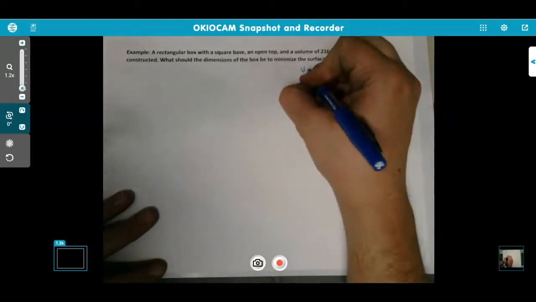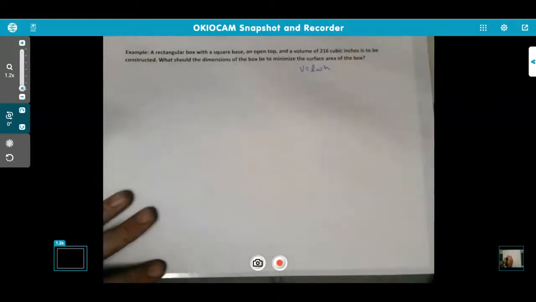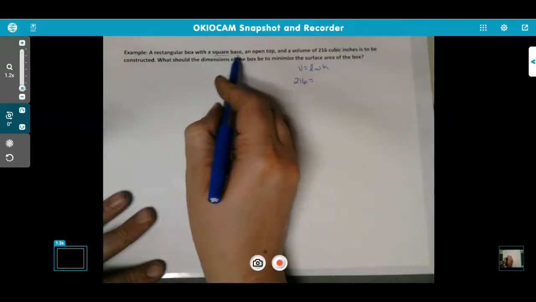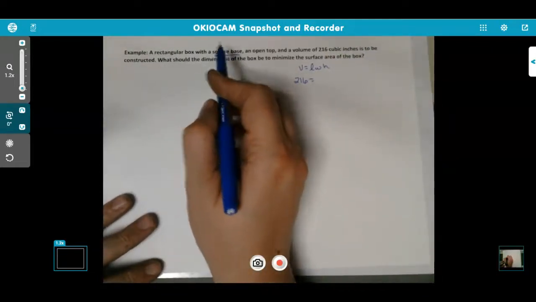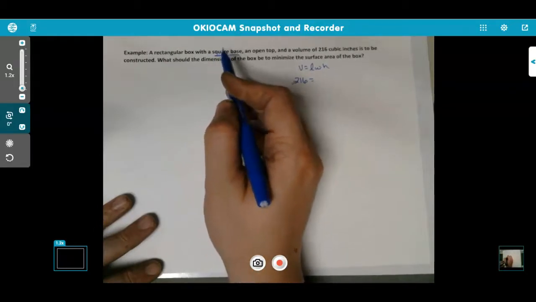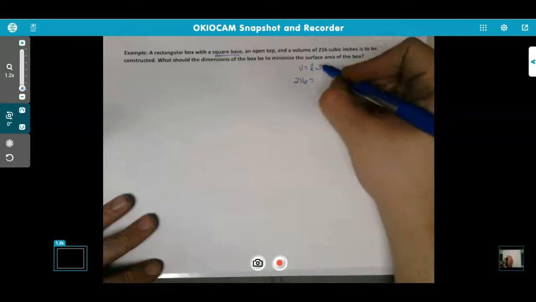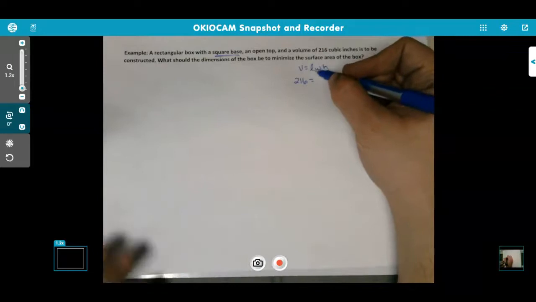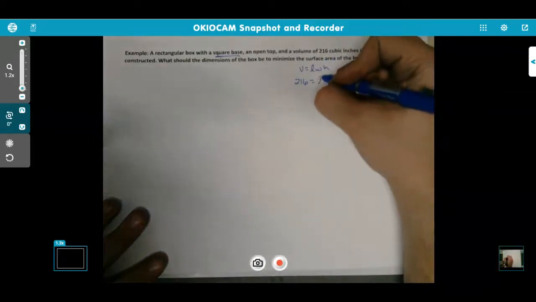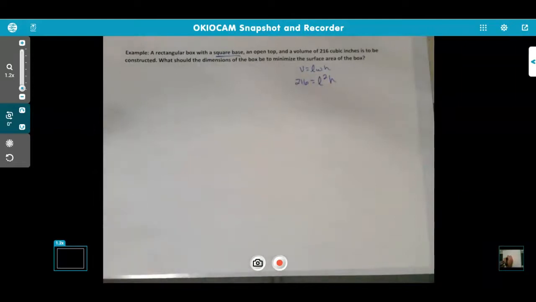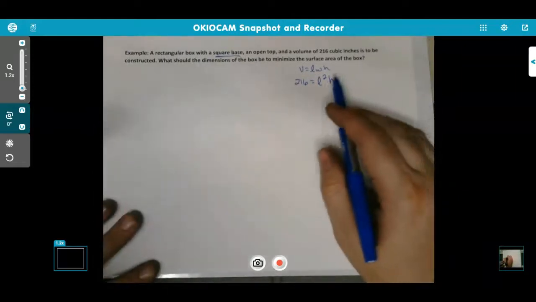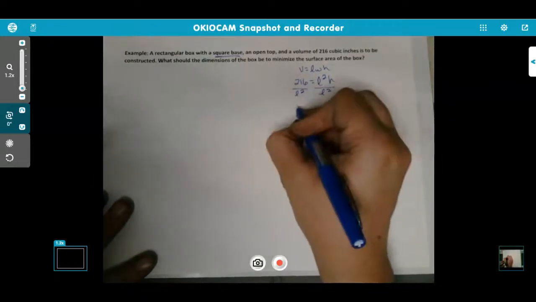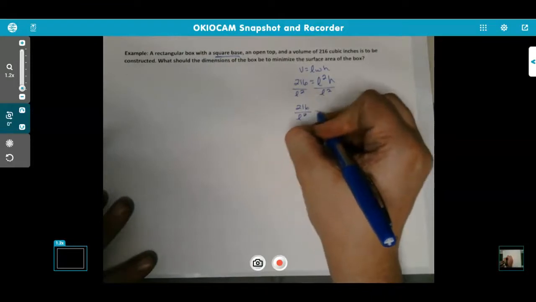So we know volume is equal to length times width times height. I know the volume is equal to 216. It also says my base is square. So since my base is square, this means my length and my width are the same thing. So for width, I can just replace that with length, which would make this length squared times h. Now the reason this is good is because now I know my height. If I just divide by length squared, I know my height is equal to 216 over length squared.